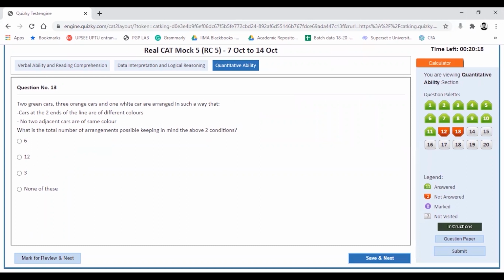Okay, question 13. Two green cars, three orange cars, and one white car. The cars at the two ends must be different, and no two adjacent cars can be the same. What is the total number of arrangements satisfying the above two conditions?